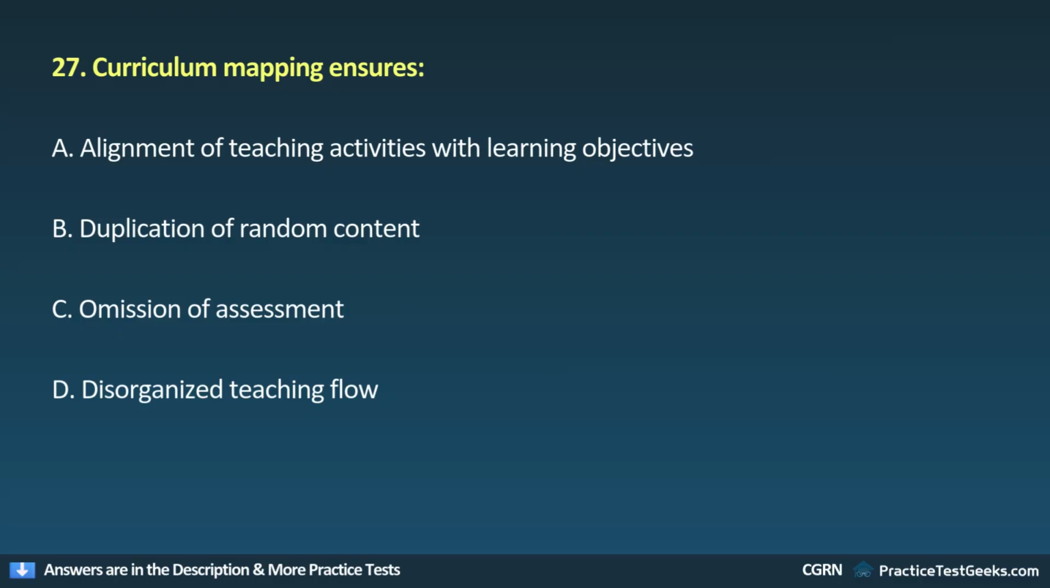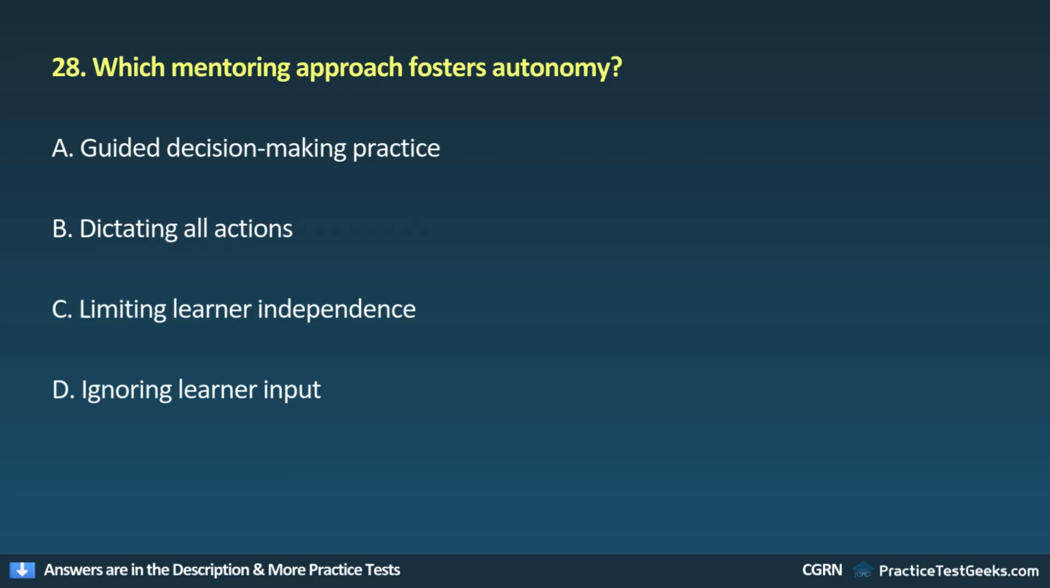27. Curriculum mapping ensures A. Alignment of teaching activities with learning objectives. B. Duplication of random content. C. Omission of assessment. D. Disorganized teaching flow.